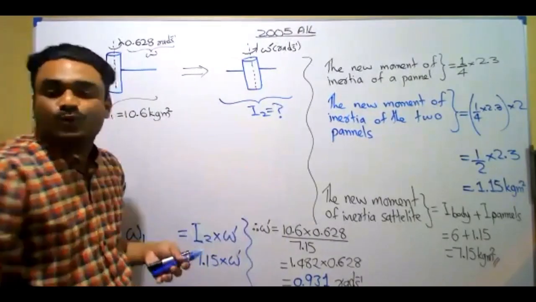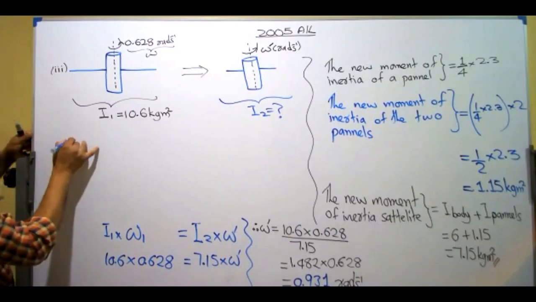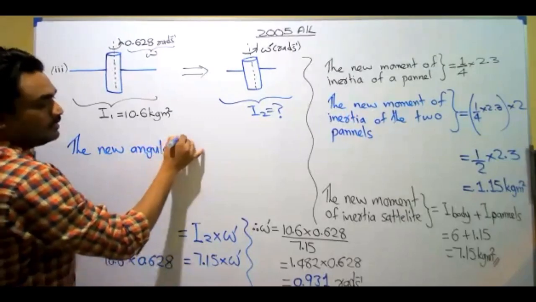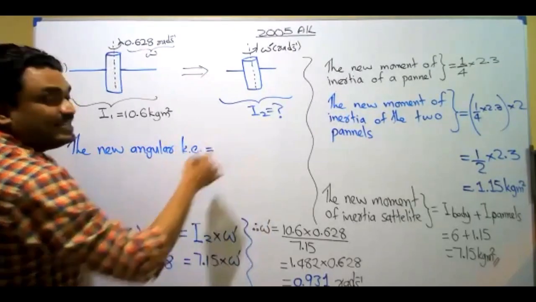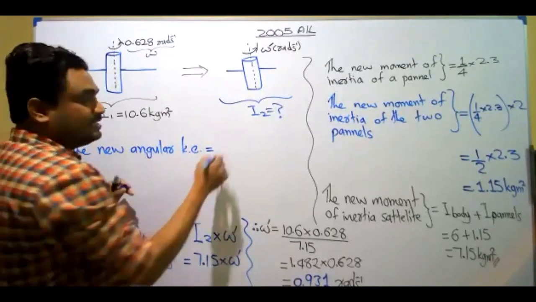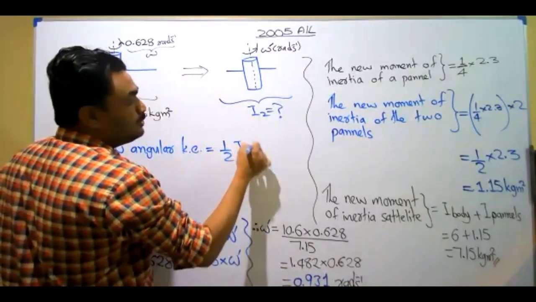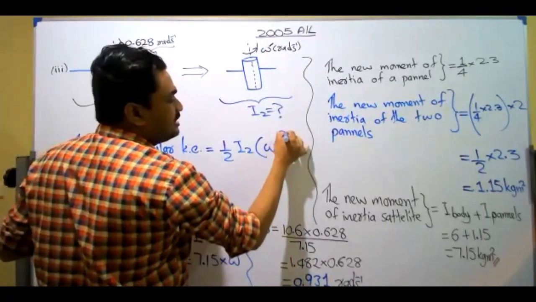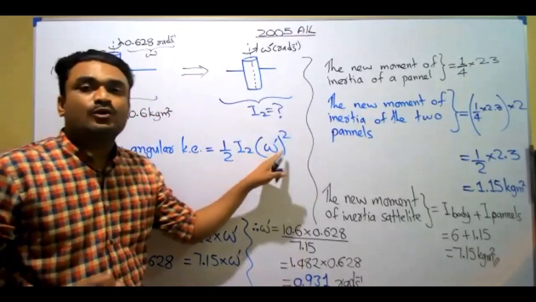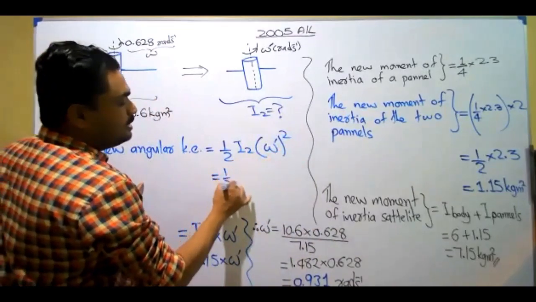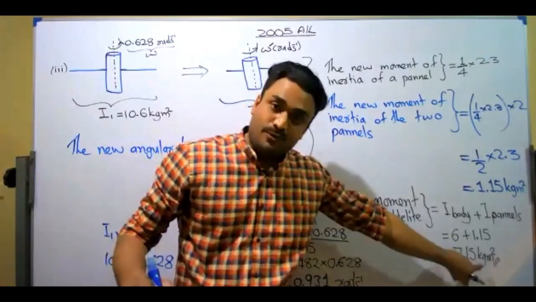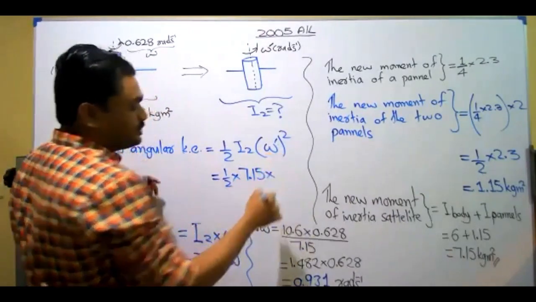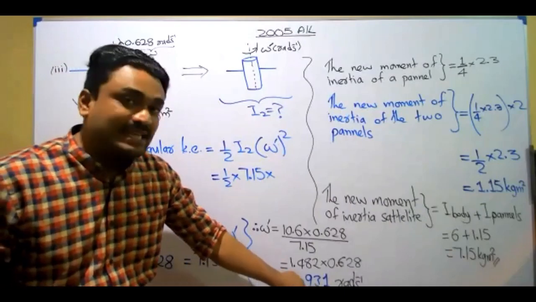So let's find the new angular kinetic energy of the satellite. In the exam, please do not write KE, write kinetic energy, right? The new angular kinetic energy is half into I2, the moment of inertia, into the new angular velocity omega dash squared. Half into I2 into omega dash squared. So half, the new moment of inertia is 7.15. Omega dash, we have found omega dash as 0.931.